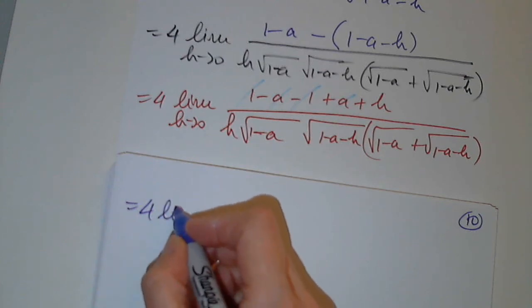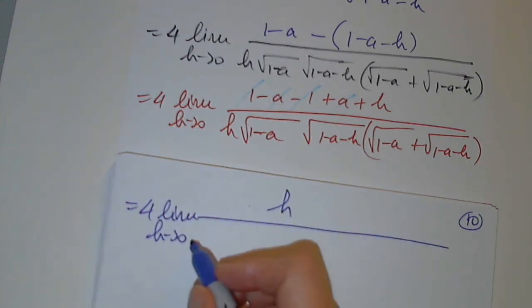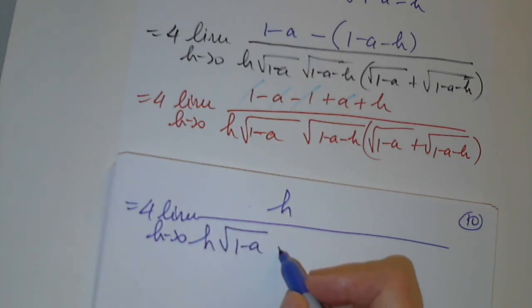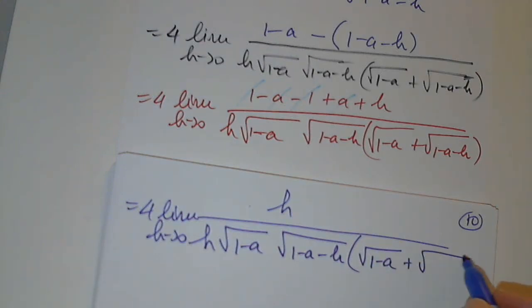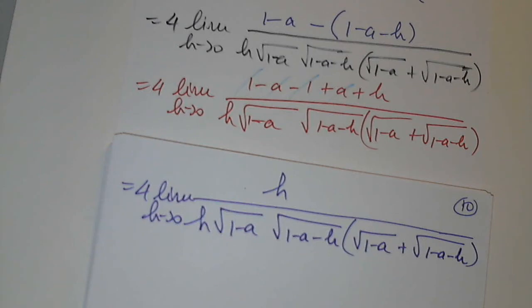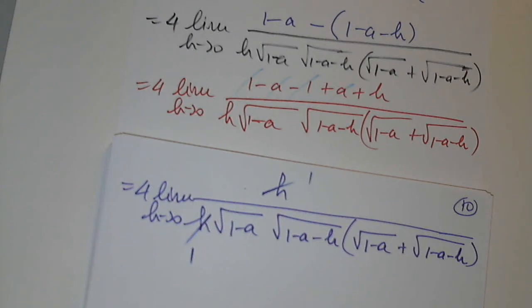So this is the limit as h approaches 0 of h over h, the square root of 1 minus a, the square root of 1 minus a minus h, times the square root of 1 minus a plus the square root of 1 minus a minus h. And finally, it's going away. Please go away. Okay. And now we can determine the limit. We can drop the limit operator. And don't forget we have a 4 in front.